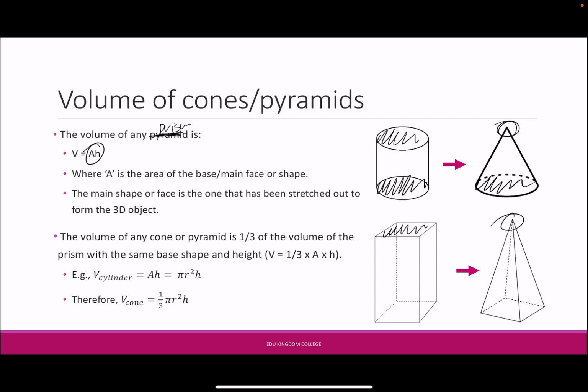In the case that it is the matching prism, so it's got the same area and height, then the pointy shaped object, or the cone or the pyramid or whatever object you have, is going to be exactly 1/3 of the matching or corresponding prism. For example, if this cylinder is 30 centimeters cubed, then this cone we know is going to be 10 centimeters cubed, because it's 1/3. This is what we see in our two formulas here. The volume of a cone is exactly 1/3 of the volume of a cylinder.